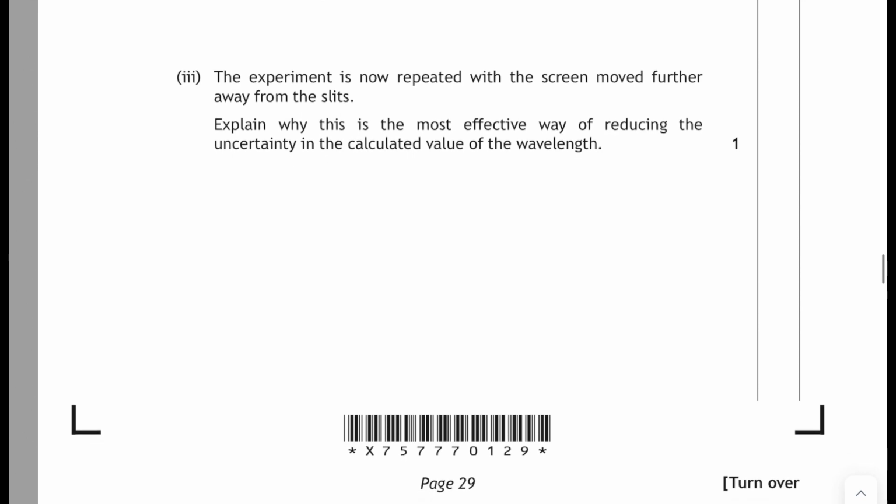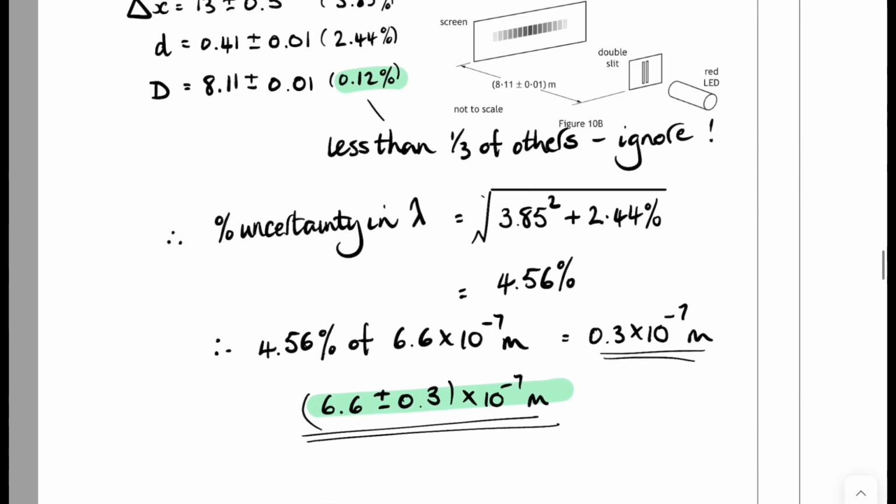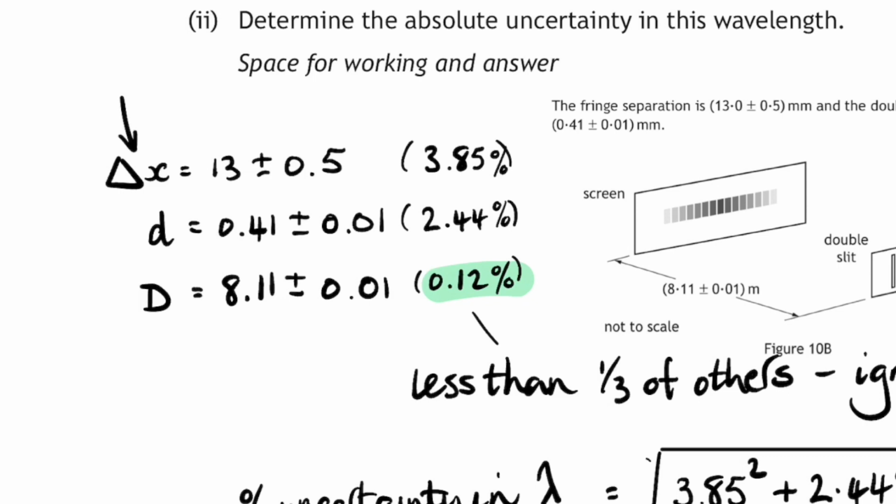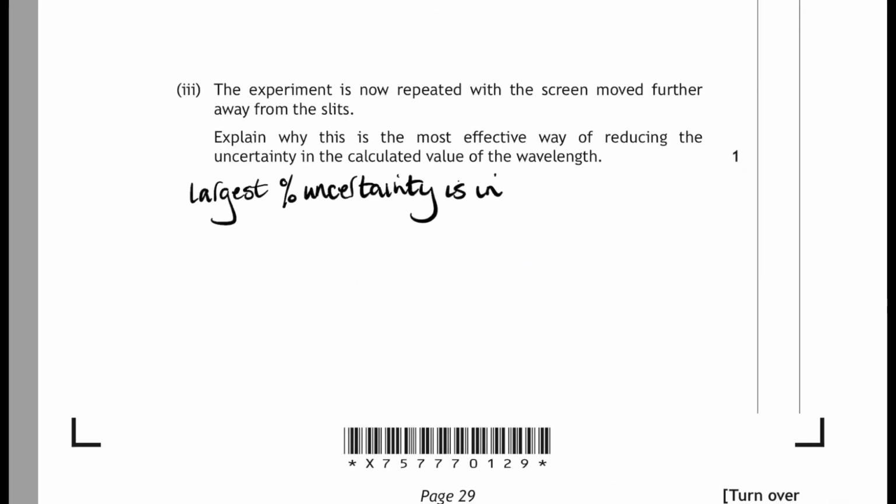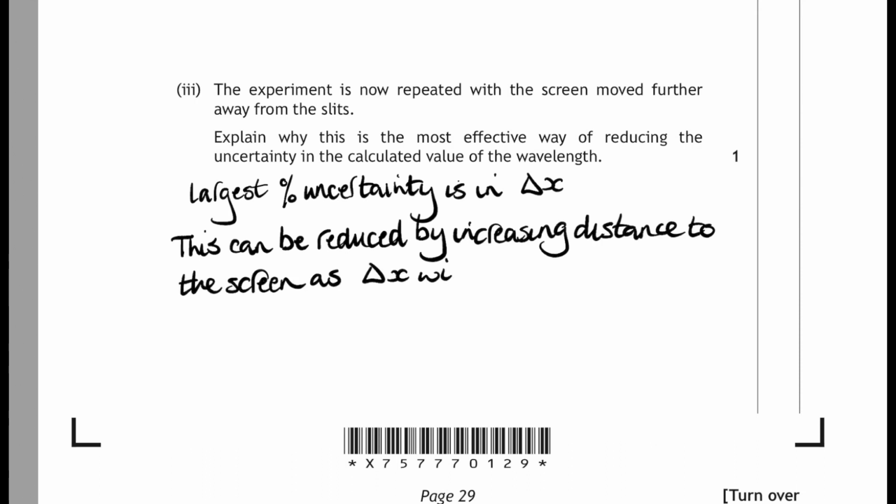Anyway, part 3. The experiment's now repeated with the screen moved further away from the slits. Explain why this is the most effective way of reducing the uncertainty in the calculated value of the wavelength. Well, the single measurement with the largest percentage uncertainty was delta x. That was the spacing of the bright spots on the screen. So the largest percentage uncertainty is in delta x, but this can be reduced by increasing the distance to the screen, because if you move the screen back, delta x will increase because the bright spots will get further apart.